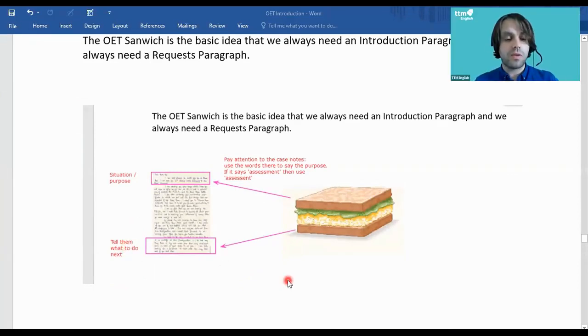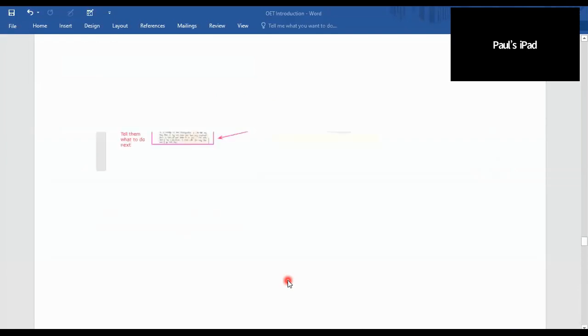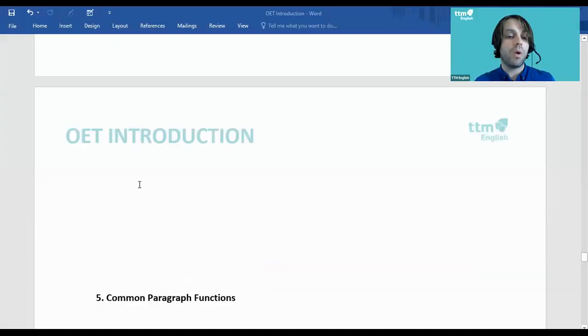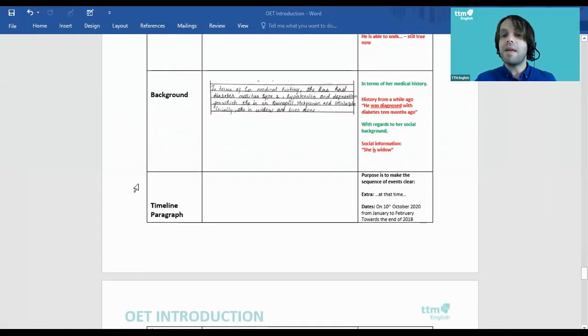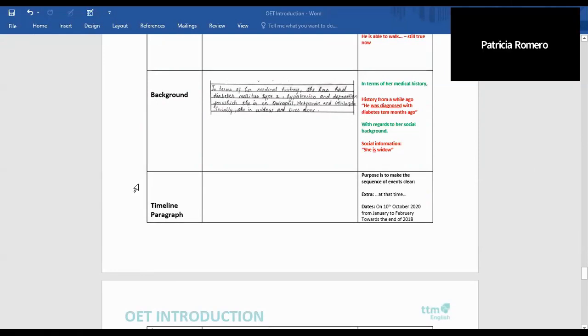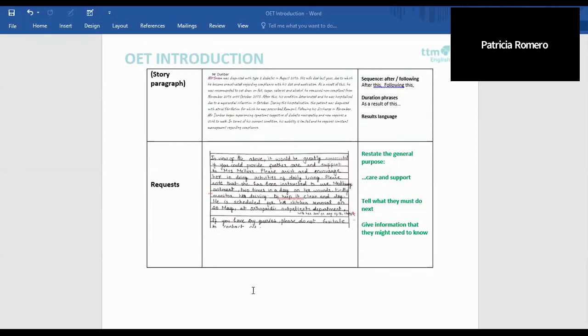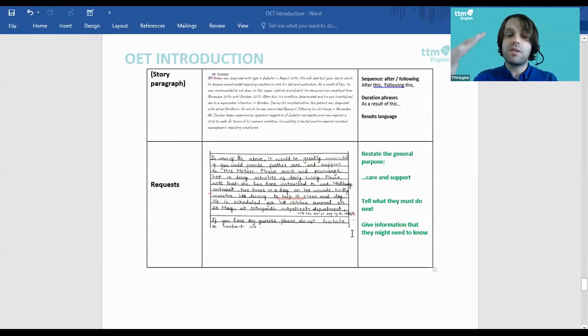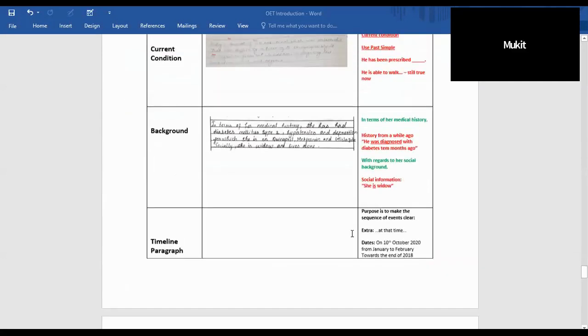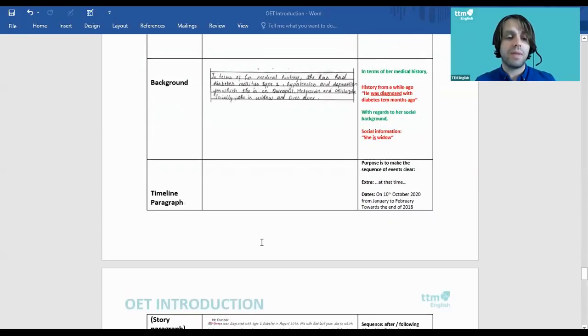Yeah. And I won't go into what we've just done here. I showed you lots of different examples of paragraph types, but anyone who's watching this class and maybe you're new to OET, the main thing for you to remember is you need an introduction. That's a paragraph function that you definitely require. You need a request paragraph. You definitely require that paragraph function. But you have freedom inside your sandwich, right? I'm not saying these are the only functions you can do. If you want to think of your own one, like for example, I've seen people write medication paragraphs. It's just about medication. You think, is that allowed? Yes, it is. You can do whatever you want, right? So yeah, inside your sandwich, you can have whatever paragraph functions you want. These are just the most common ones. We tend to have background, we tend to have current condition, we tend to have timeline paragraphs.